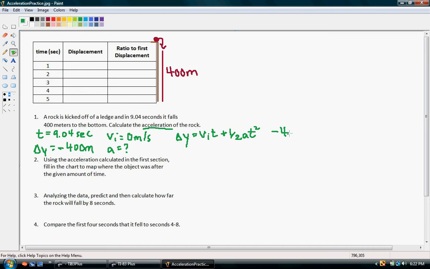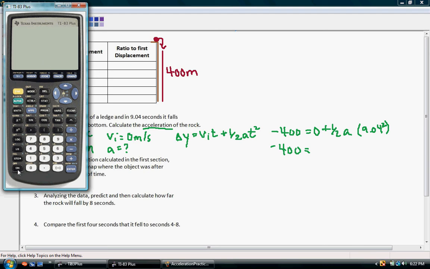It fell 400 meters, so we know our vertical displacement is negative 400 equals our initial velocity is 0, and 0 times time is still 0, plus 1/2 of our acceleration times our time squared. So we'll take 9.04 and we will square it. Alright, so to simplify, we'll still have this 400 on the left equals 1/2 acceleration times 9.04 squared. So I'll take out my calculator, take 9.04 seconds and square it, and then I'll multiply it by this 1/2 that's out in front of the a.